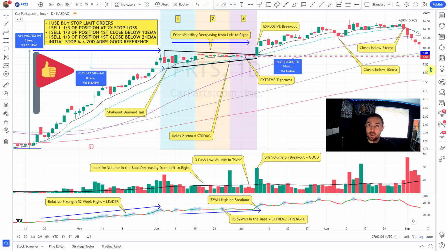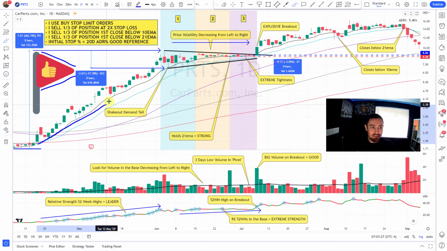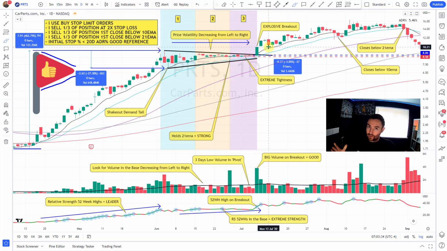Well, as the name implies, you are looking for a flag. So here is an icon of a flag and it looks pretty similar. You're looking for a flag pole, and then invariably high tight flags are going to build higher lows. So you see this here? See how the flag builds higher lows, but then it makes lower highs into a tightening range where volatility from left to right is decreasing. So this here, this is the flag pole, and then this is the flag that starts building there. So if you didn't know what a high tight flag is, now you know what a high tight flag is.